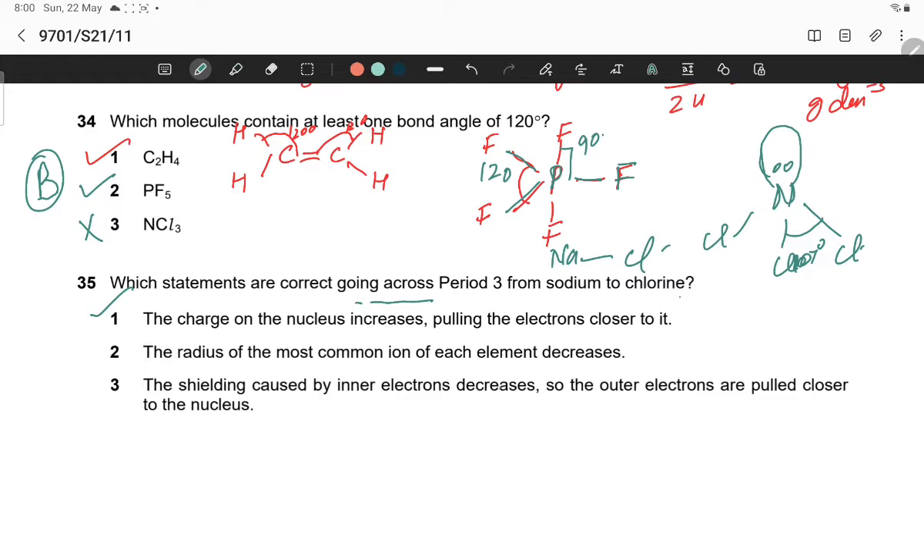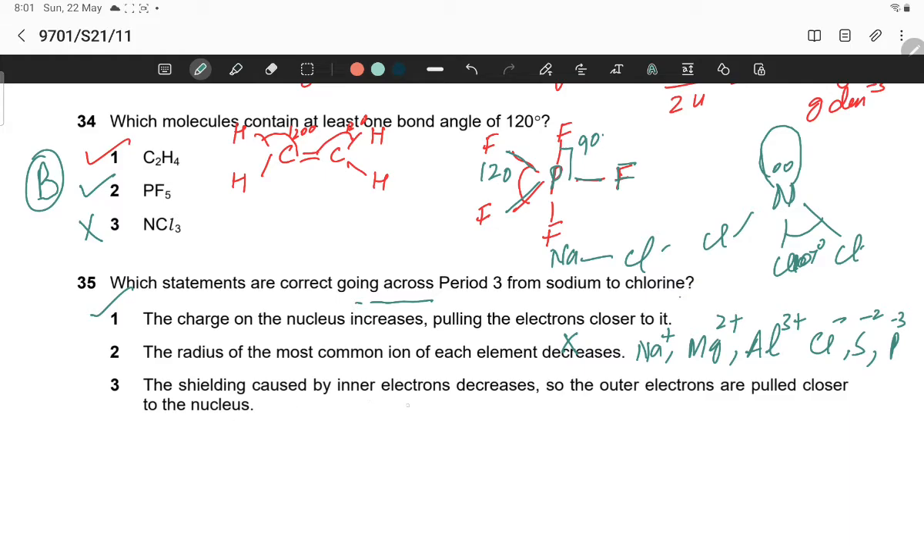The radius of the most common ion of each element decreases. Across the period, you know that sodium positive ion, magnesium 2 positive, aluminum 3 positive. So the size of the cation decreases from its neutral atom, but across the period Cl negative, S negative 2 and phosphorus negative 3. The size of the cation is smaller than the neutral atom, but the size of the anion is greater than the neutral atom because electrons are gained in non-metals. So due to electron repulsion, the size of the anion is going to increase. So this is not decreases, this is increases.